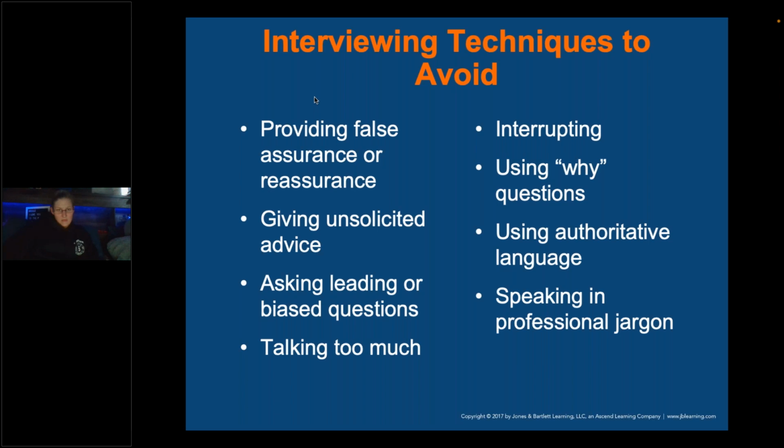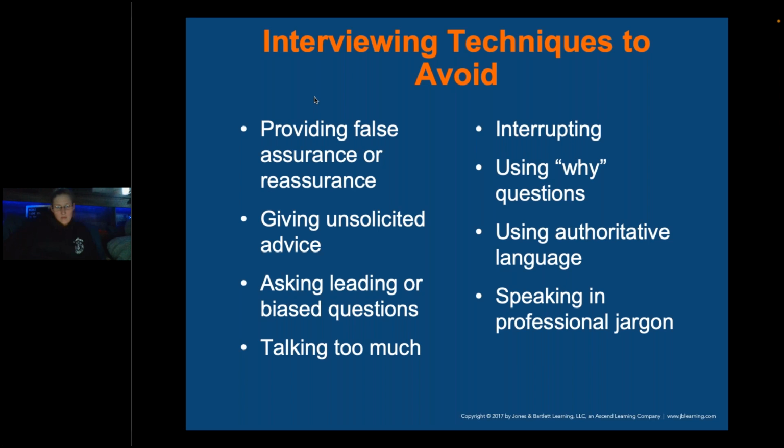Giving unsolicited advice. Asking leading or biased questions. Talking too much. Please do not be the one that talks over every patient. If they're having a conversation with you, do not interrupt them. Using why questions. Well, why did you do this? Why did you do that? Because it kind of puts blame on somebody.